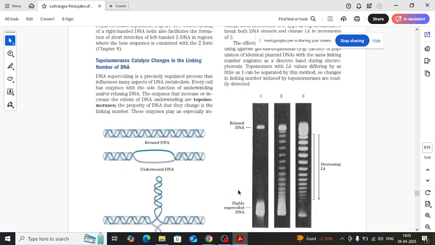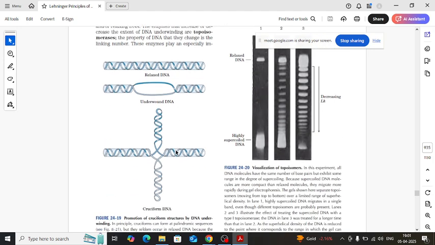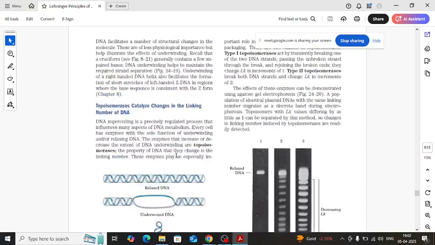There is an enzyme called topoisomerase which catalyzes the changes in the linking number of the DNA. Suppose this is your relaxed DNA, and then if you remove some turns, it will be underwound DNA. So it will introduce the negative supercoiling, which will actually produce the cruciform DNA here.